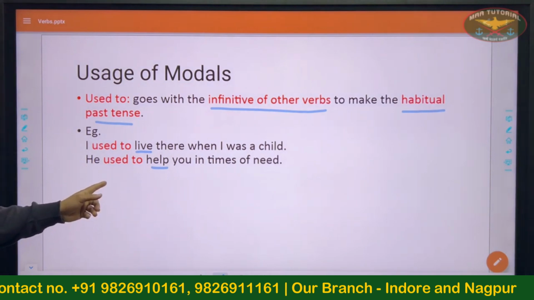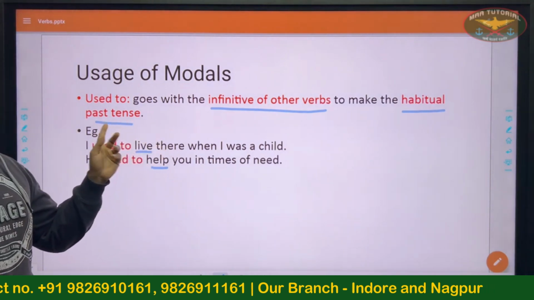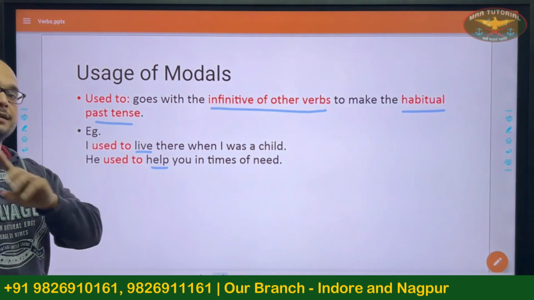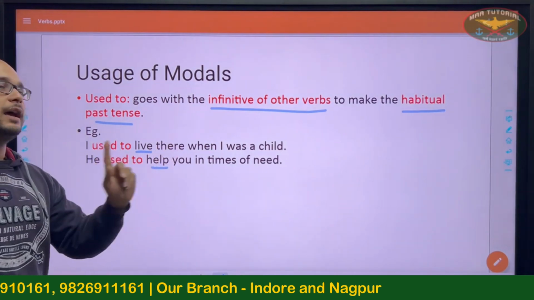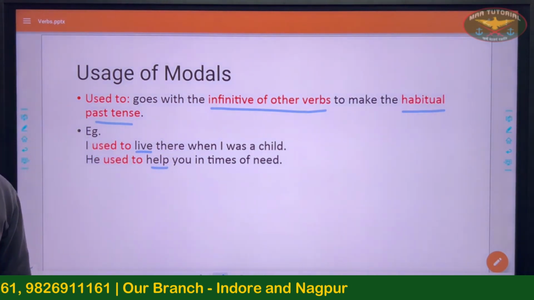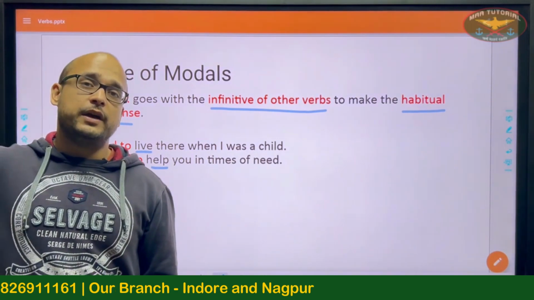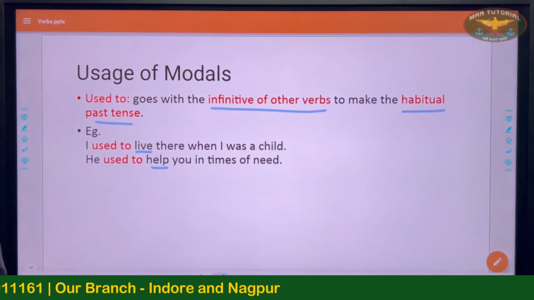Used to is about the habitual past tense. It tells us about a habit in the past, that I used to do something at that time. For example, I used to live there when I was a child. When I was a child, it's past. I used to live in Lucknow when I was a child.